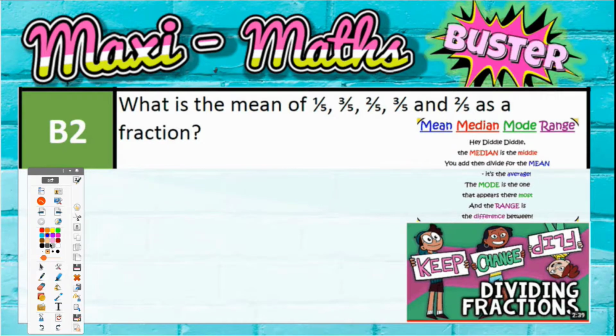Well, we don't normally do this with fractions, but you can still work it out with fractions, the mean average of a set of fractions. So we're going to follow the rule. We're going to add them all up, and then we're going to divide by 5 because there are 5 fractions.